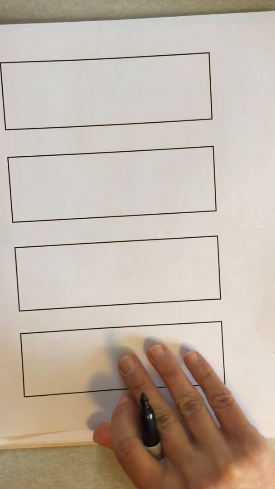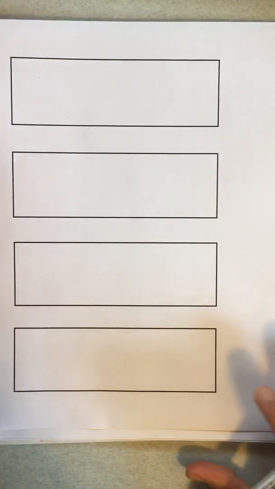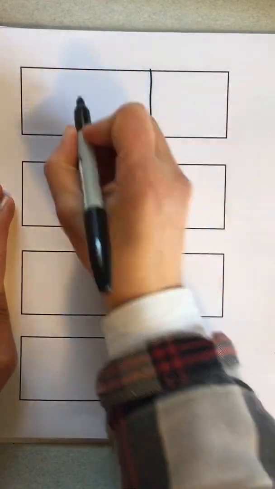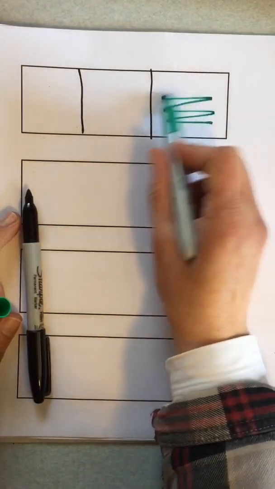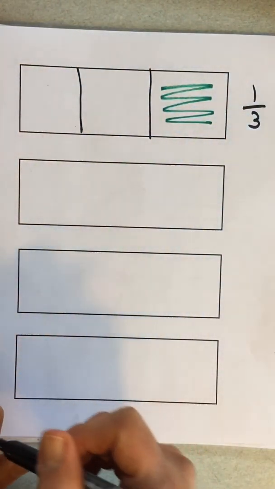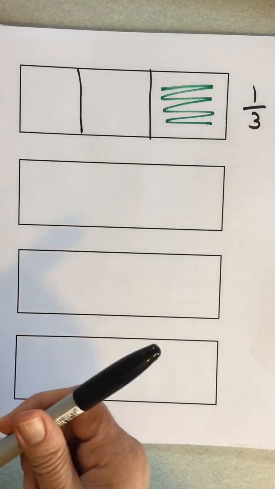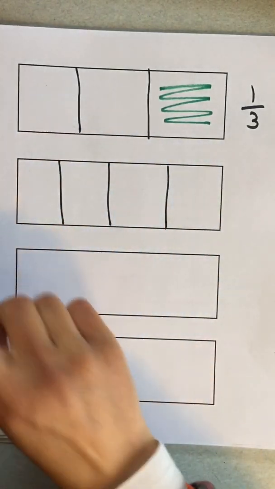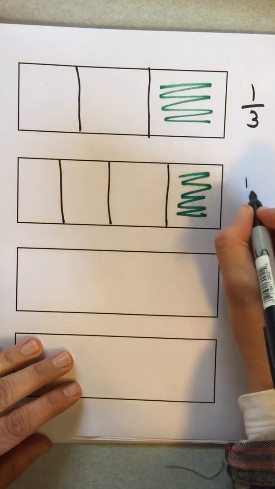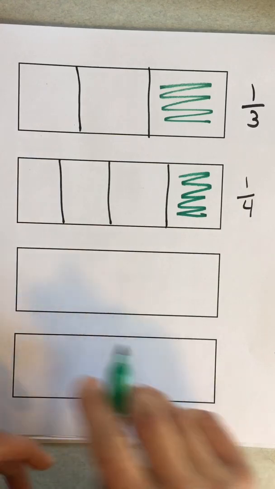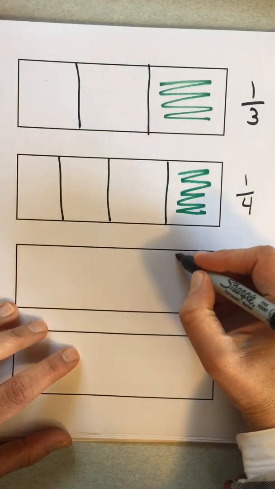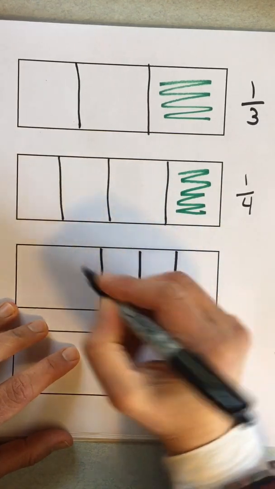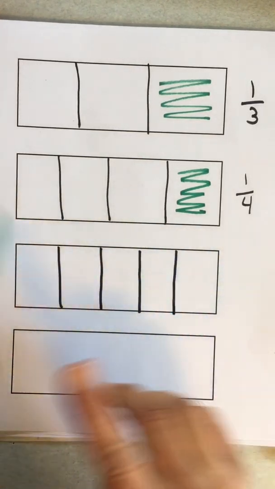So I've drawn some rectangles already, okay? We want to represent different unit fractions. If I want to divide this into 3, what would this be? 1 over 3. If I want to divide this into 4, here I go. 1, 2, 3, 4. What would this one be called? 1/4. If I want to divide this into fifths, like 5 parts, 1, 2, 3, 4, 5, what would this one be?